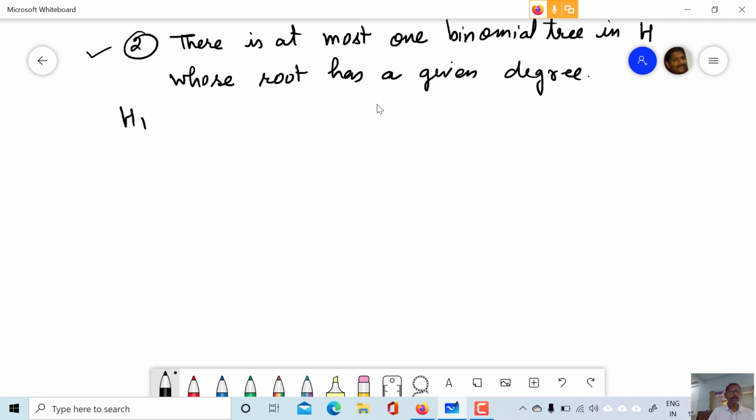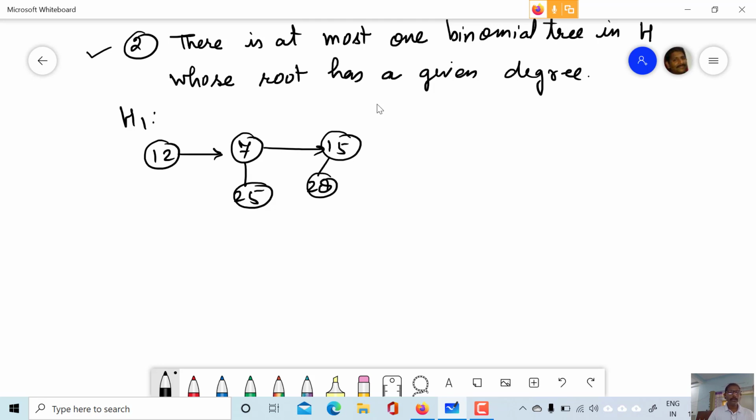One heap is H1. The first key value is 12, its degree is 0, and it is pointing to another key value, which is 7, with 25 as its child. It is pointing to another one, which is 15, with 28 on one side and 41, and 33. This is binomial heap 1.